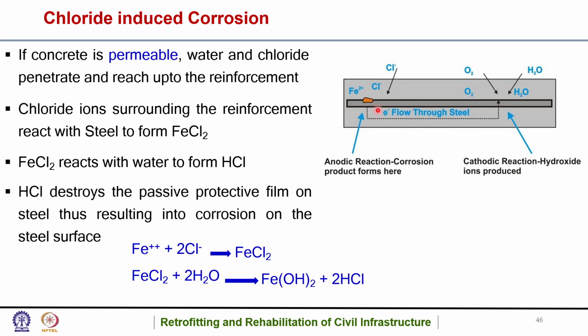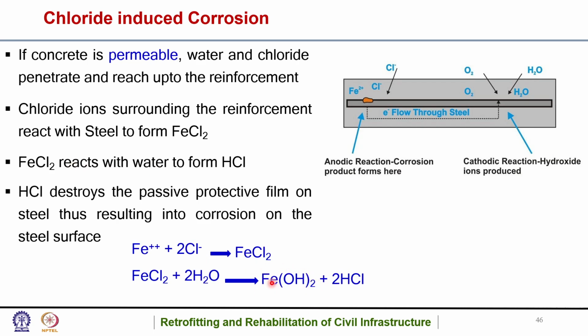After the FeCl2 is formed, it goes here. This picture is a little bit exaggerated. Here the anode and cathode will be nearby only, so it is too much exaggerated here. After FeCl2 is formed, it goes to the cathodic region, and then it reacts with water, as can be seen here, and forms HCl and Fe(OH)2.